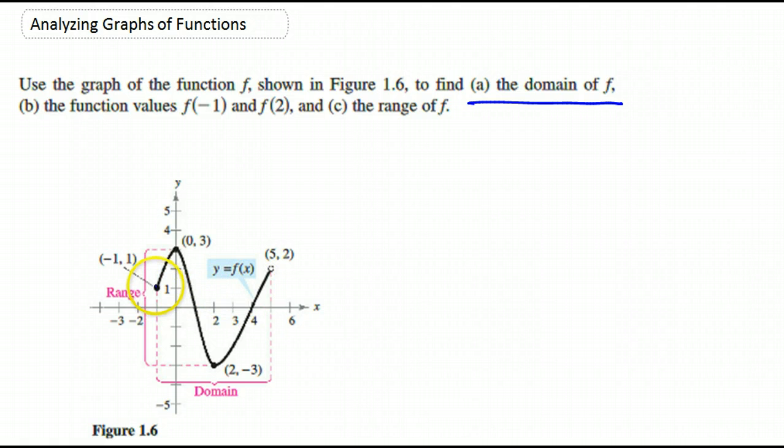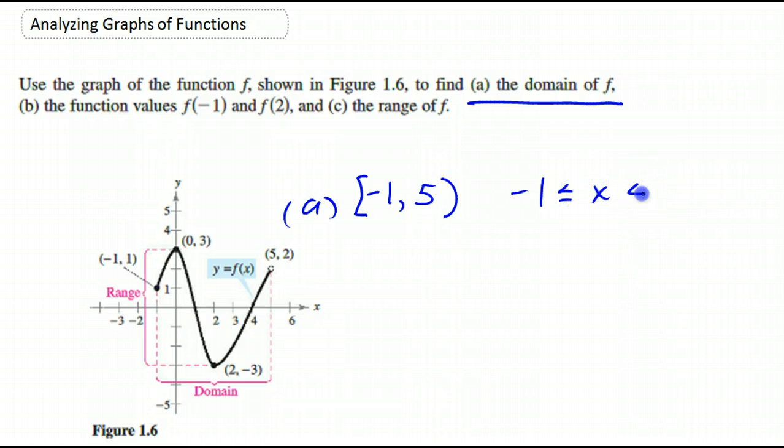You notice that it includes this point here at x equal -1. So we're going to use a square bracket right here. And then it goes all the way up to x equals 5, but it doesn't include 5, so we have a parenthesis right there. So the domain of f is from -1 to 5. Or you could say -1 less than or equal to x less than 5.